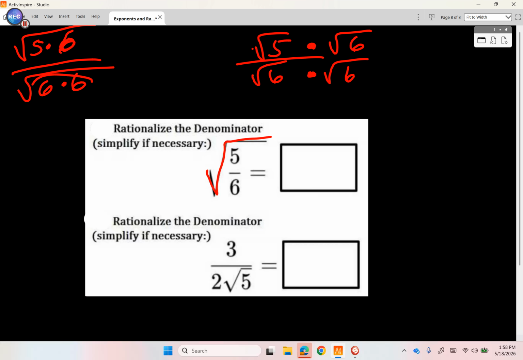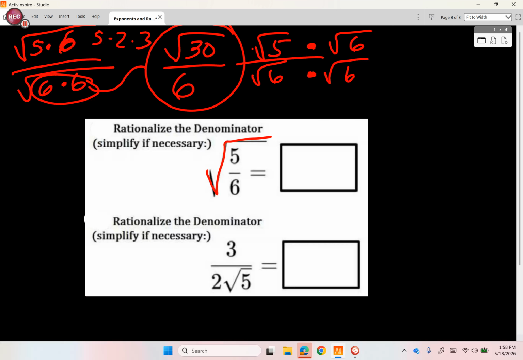So because the bottom repeats, it comes out as just 6. And 5 times 6 is 5 times 2 times 3. Nothing repeats, so it stays in there as 30. So your answer is just square root of 30 over just 6.